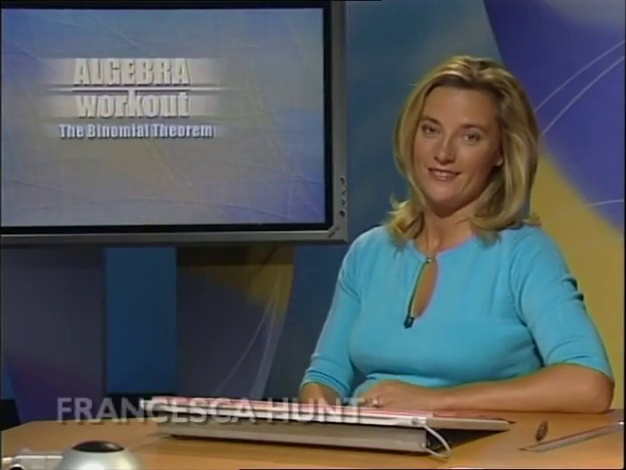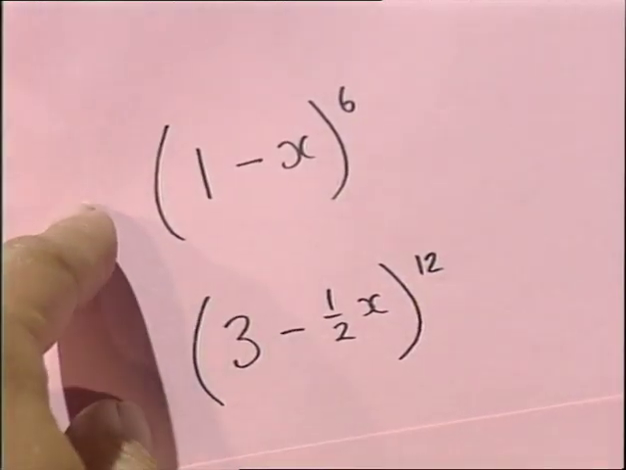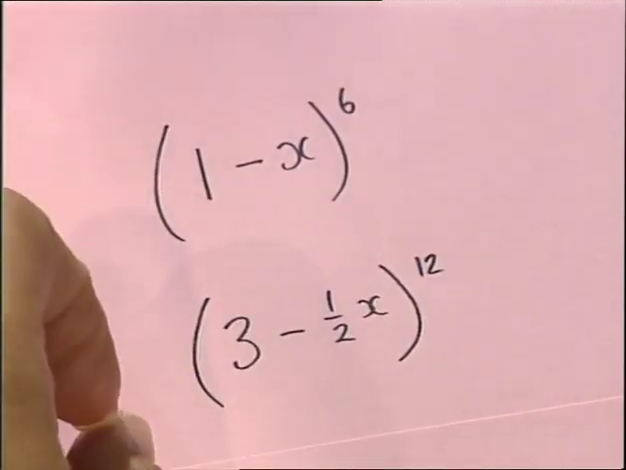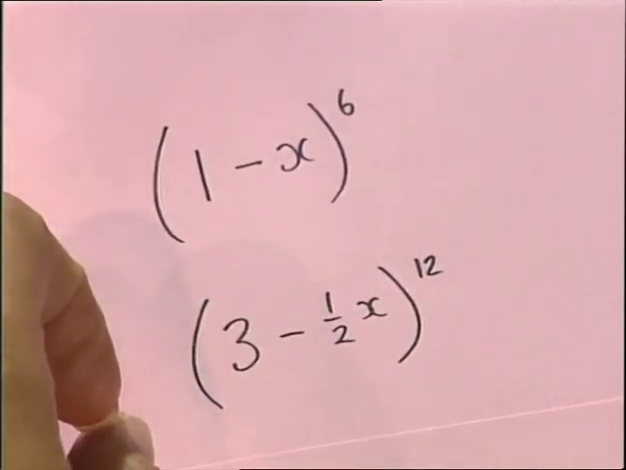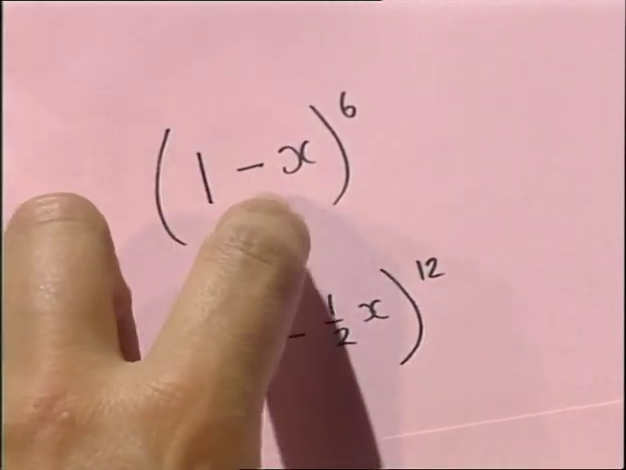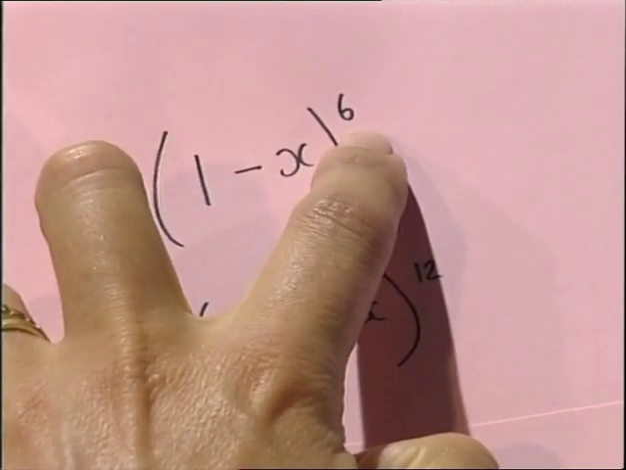Algebra workout again, and this time it's the binomial theorem. Now these expressions are both quite similar. They're both of the form something plus something to the power n, (a + b)^n. So in the first case, a is 1, b is negative x, and n is 6.